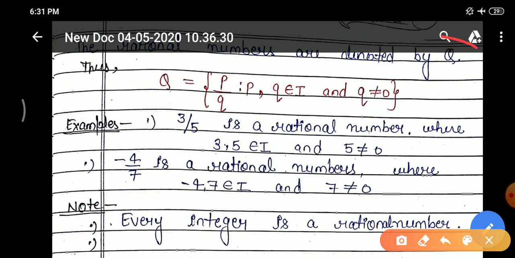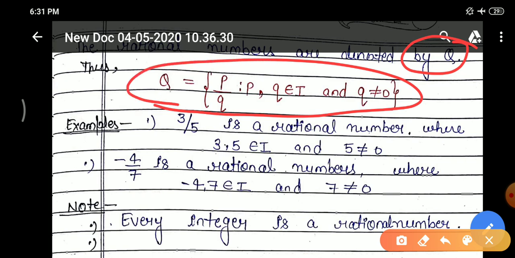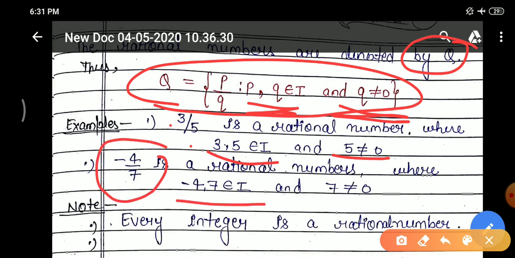The set of rational numbers is denoted by capital Q. This is the representation of a rational number: p upon q, where p and q, the numerator and denominator, belong to integers and the denominator q does not equal 0. This is an example: 3 by 5 is a rational number because 3 and 5 are integers and 5 does not equal 0. Similarly, -4 by 7 is also a rational number because -4 is an integer and 7 is also an integer and 7 does not equal 0.